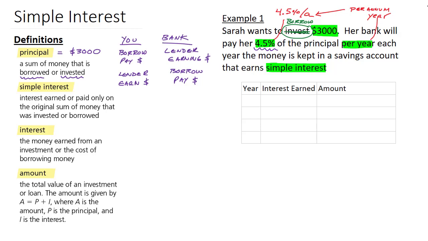So it doesn't change the question, who's the borrower, who's the lender. It doesn't change the formulas we use or things like that. Okay? So just keep that in mind as we do these questions.